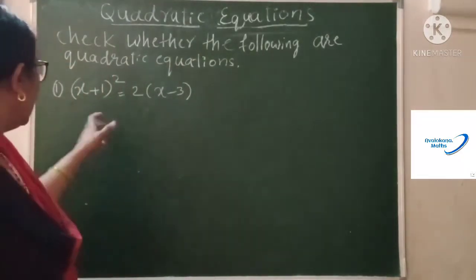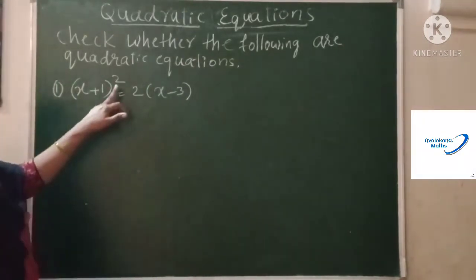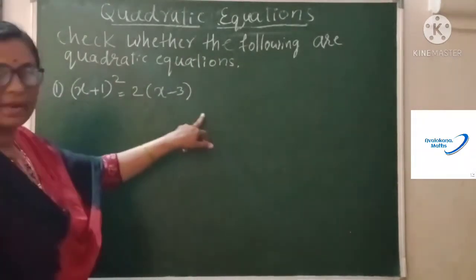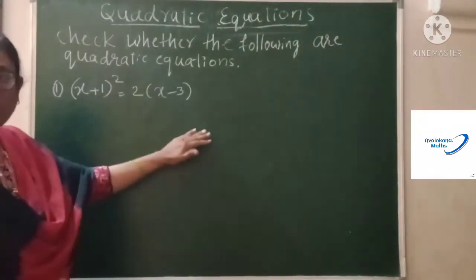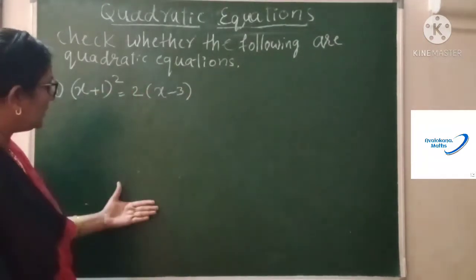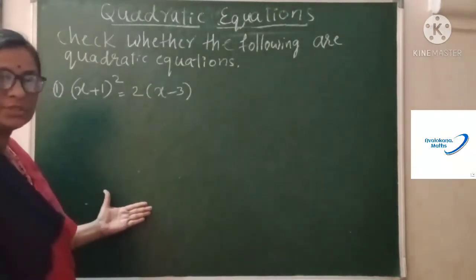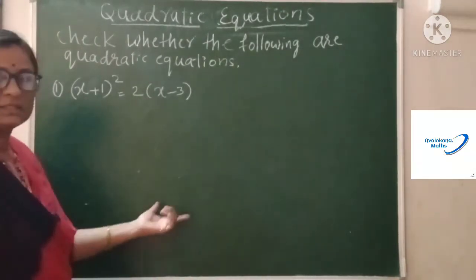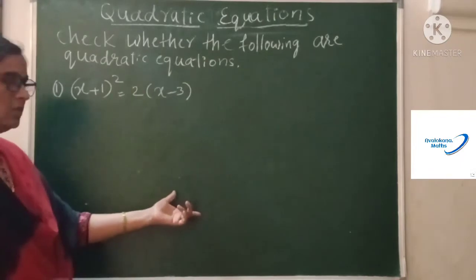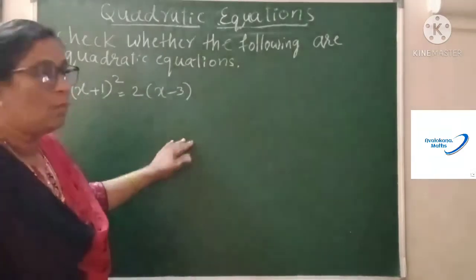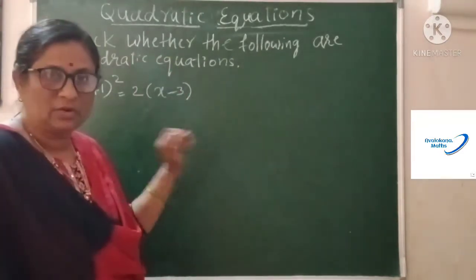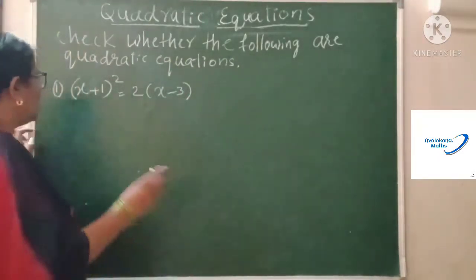So you are given an example like this one: (x + 1) square is equal to 2 into (x minus 3). Just by seeing this one, you don't write that this is quadratic and all that. So it is better to solve this one, and get the solution. Afterwards you can say whether it is quadratic or not quadratic. It is a very important question. You will get one question based on this in your exam. So children, learn how to solve this one.